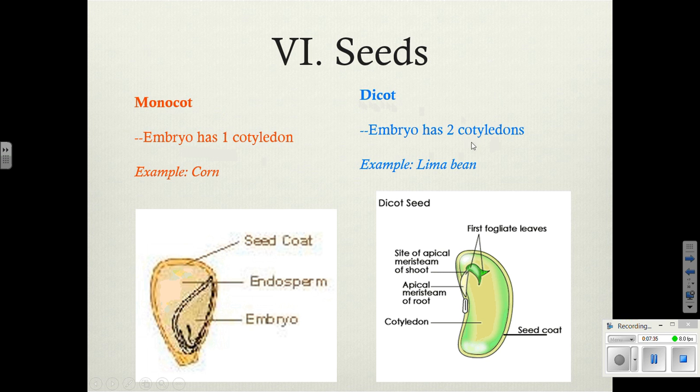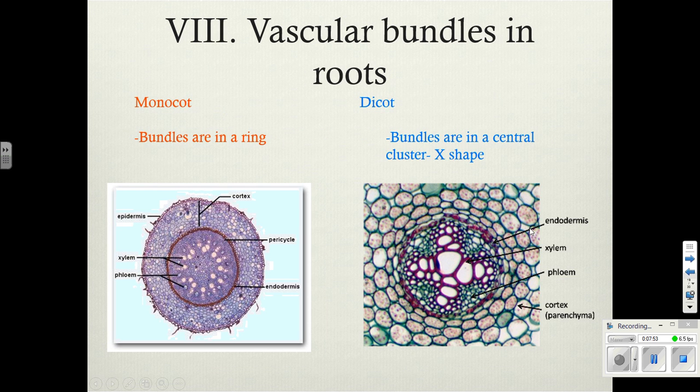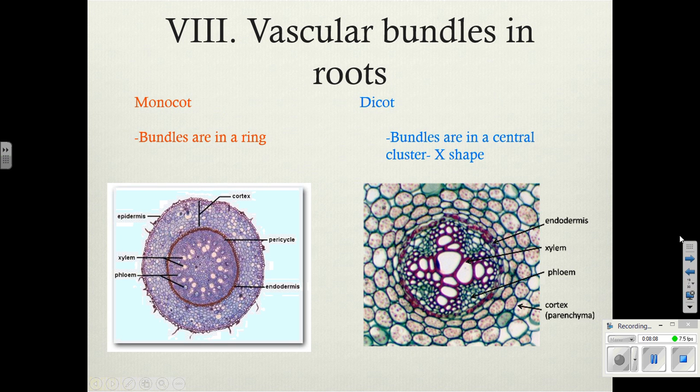So one versus two. If we look at the vascular bundles, and if we start with the stem, in a monocot, the vascular bundles, the xylem and phloem, are scattered all over the place. In a dicot, the vascular bundles are going to be in a nice ring around the edge of the stem. If we look down into the root, in a monocot now, they're going to be in a ring right in the middle, whereas in a dicot, they're going to make almost like an X in the middle of the root. So just a little bit different, looking at how they're arranged in the stem versus down in the root. So just be careful with those vascular bundles, they do change a little bit.